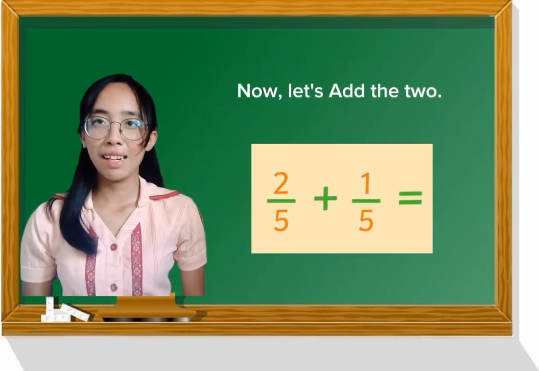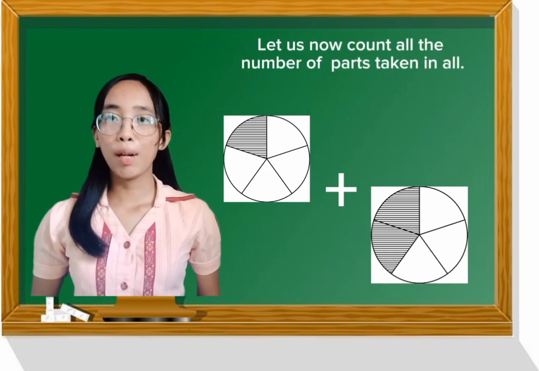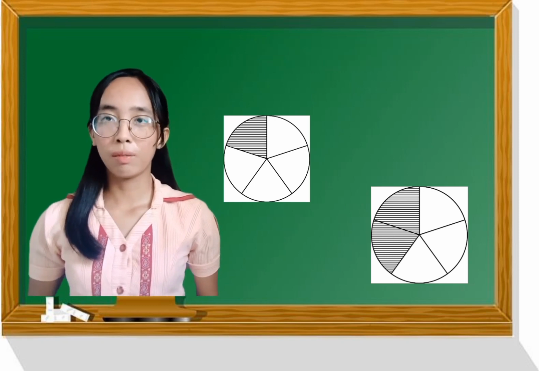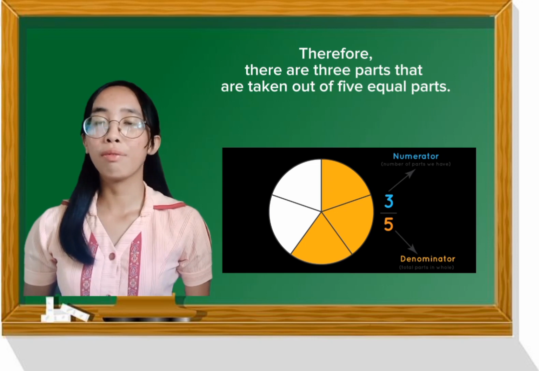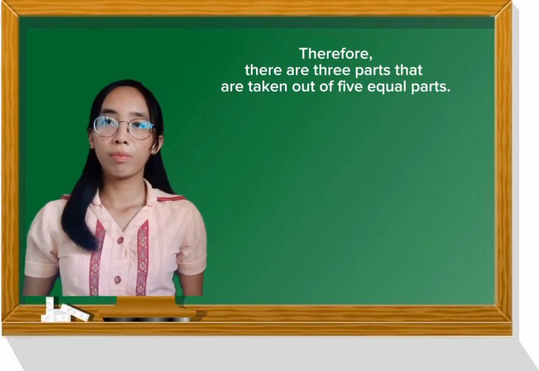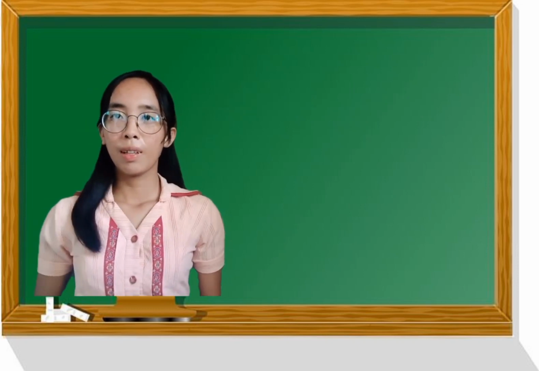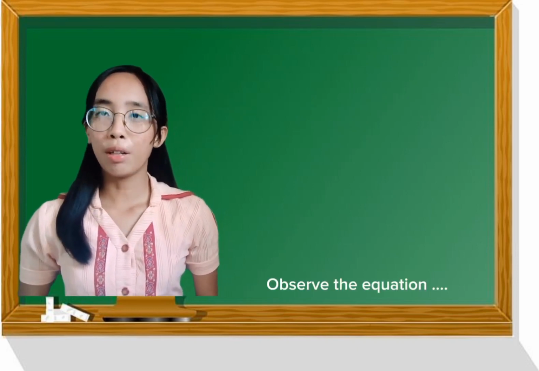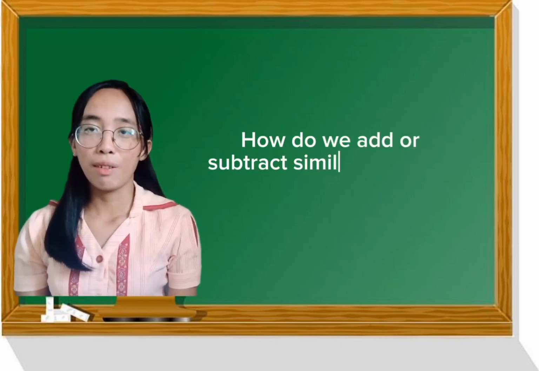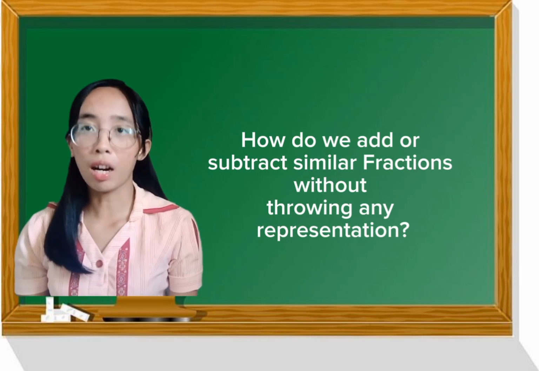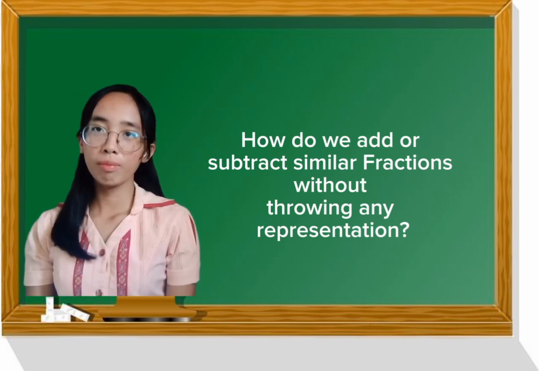Now, let's add the two. Let us count the number of parts taken in all. Therefore, there are 3 parts taken out of 5 equal parts. That was so easy, right? Now, let's observe this equation. How do we add or subtract similar fractions without showing any representation?